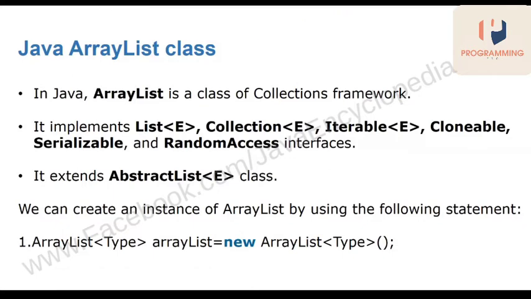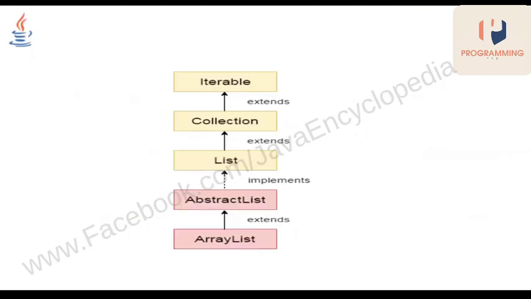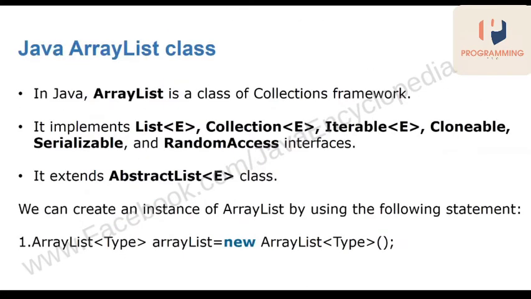Now it extends the AbstractList class. As per the diagram we saw previously, it extends the AbstractList class. So how can we create an instance of ArrayList? We create an instance using the new keyword.